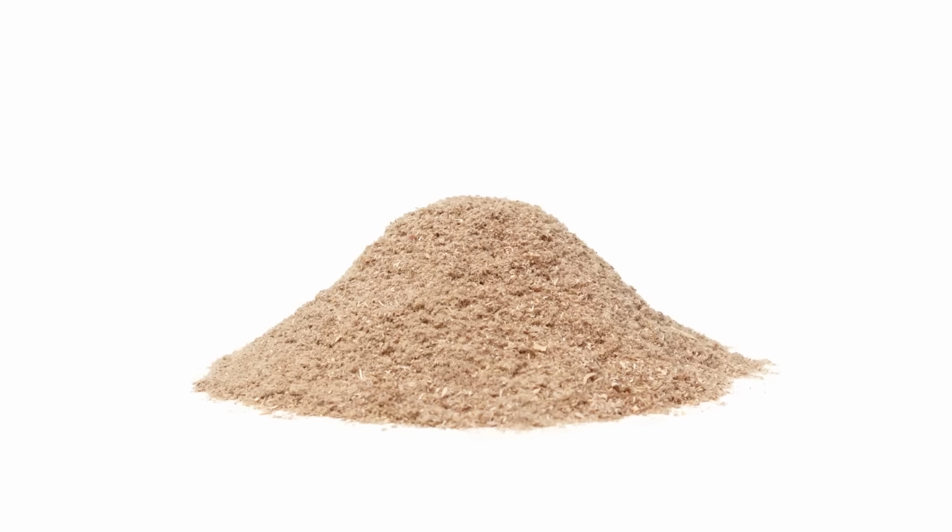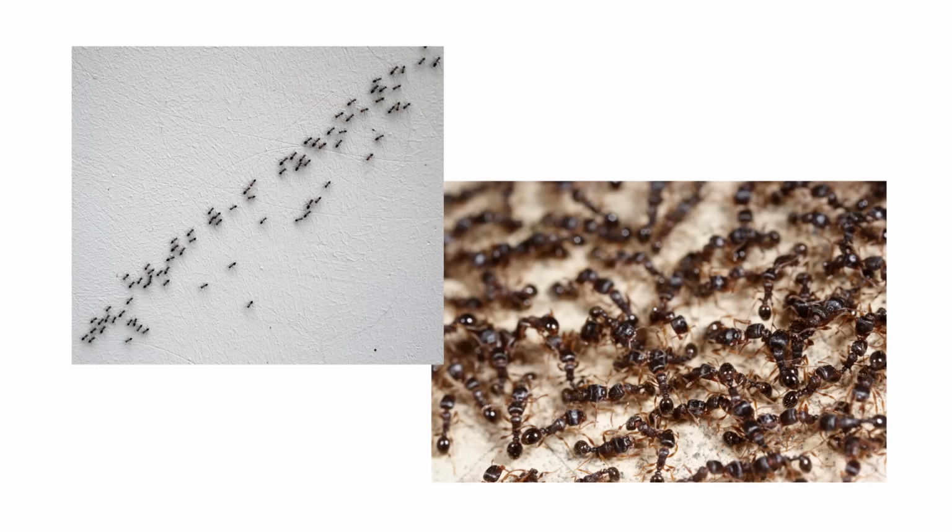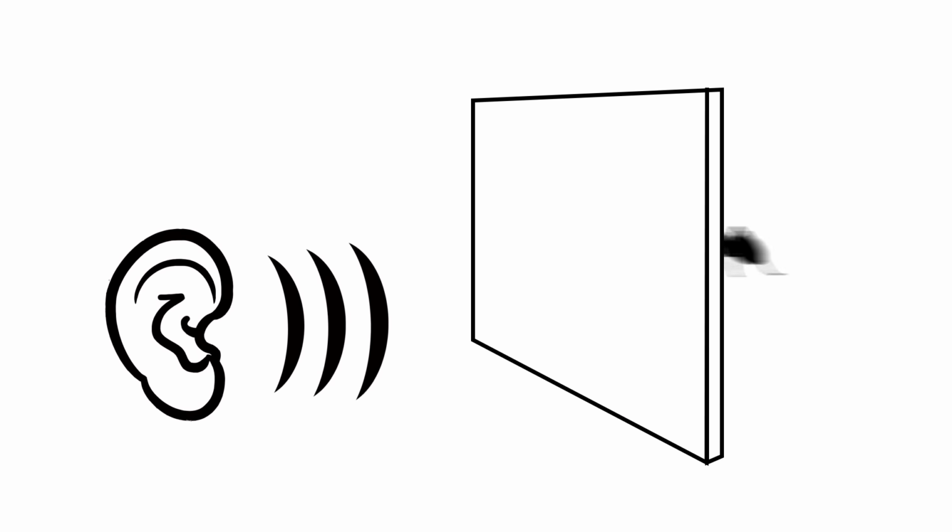You're looking for frass, which is wood debris found near tunnels, any damaged wood that will have smooth galleries and openings, or any ant trails and activity. You can also listen for clicking or rustling noises in your walls. It might sound something like this.